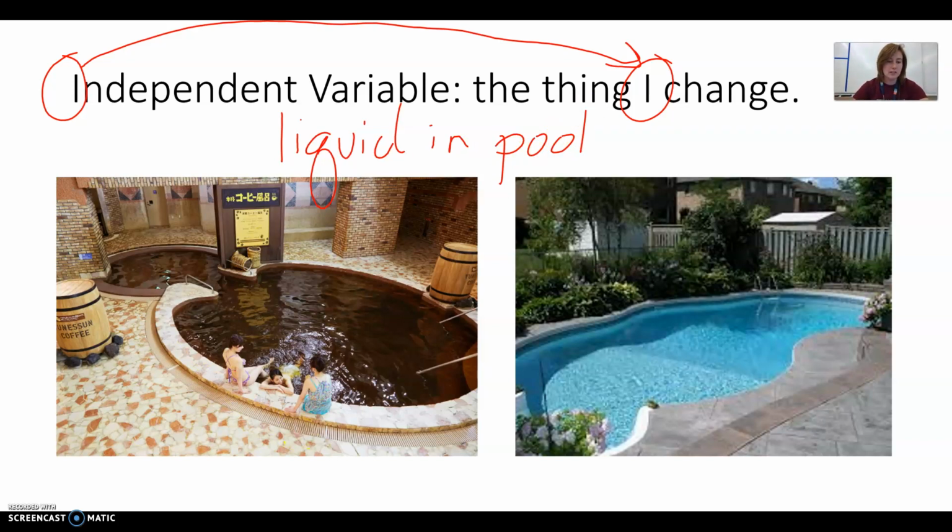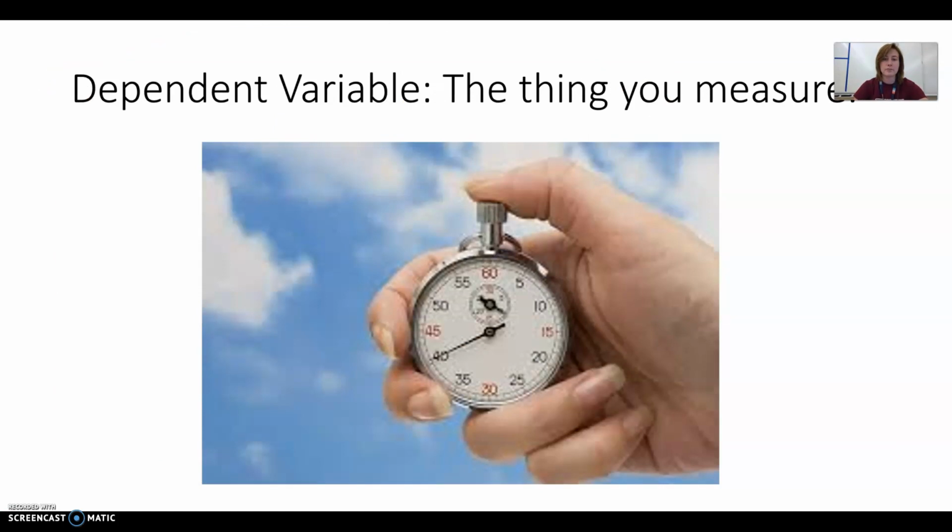We also need a dependent variable, and that's the thing you measure. So in the case of our experiment where we have two pools, one full of syrup and one full of water, we're going to have a swimmer go in each pool. We're going to measure how long it takes for them to swim the full length of the pool. So in this case, the thing we measure is going to be the time it takes to swim across the pool, okay? So that would be the dependent variable in this case.